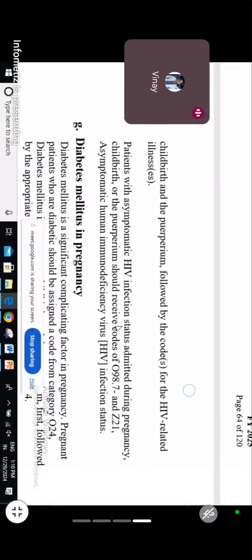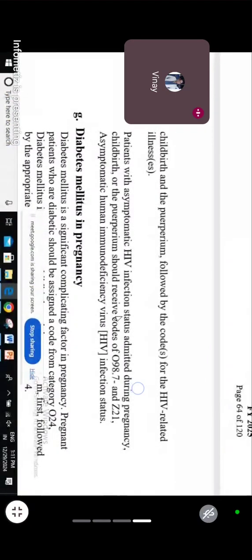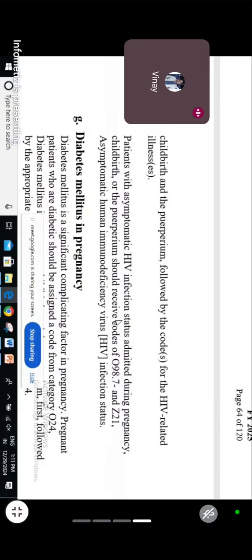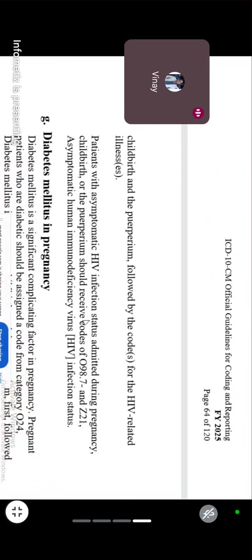How am I arranging this order? Because as per the chapter number 15 guideline, O98, later on B20. Why B20? Why not TB? Because in the first chapter we got to know that if any condition is related with HIV or AIDS, that related condition will come after B20. Remember the chapter number 1 guideline. So we are combining two chapters' guidelines here. O98.7 plus, after that B20, then after that the tuberculosis code.